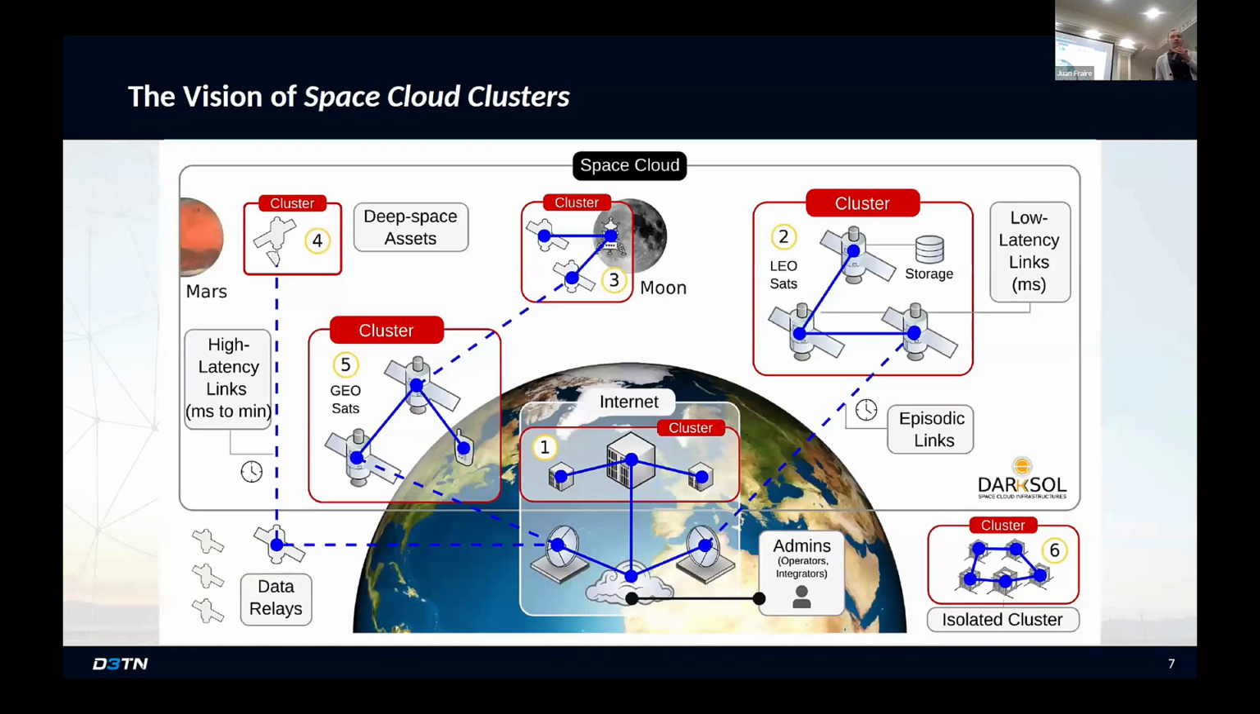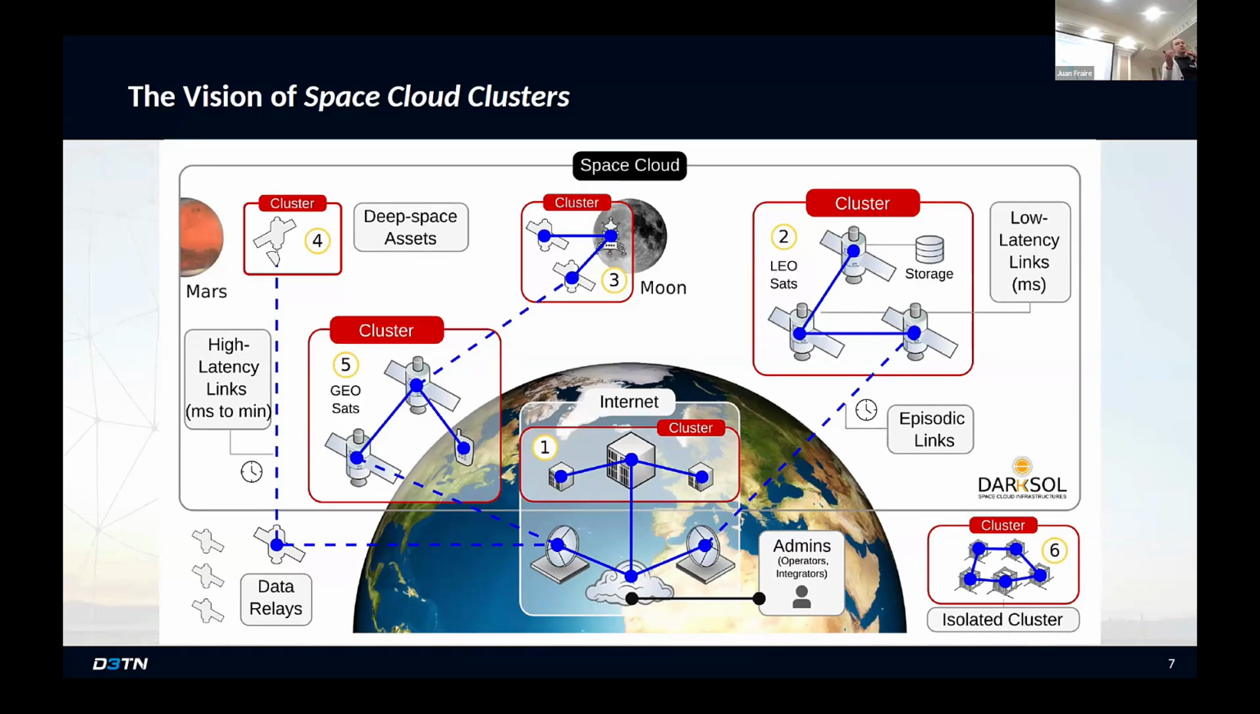Okay, but yeah, let's take a look at this picture. This is basically our vision of how a space cloud infrastructure might look like in the future. We are making one very central assumption here, and that is that we have groups of nodes that are continuously interconnected using low latency links. And this is what we call the clusters, the space cloud clusters. This is the red boxes here.